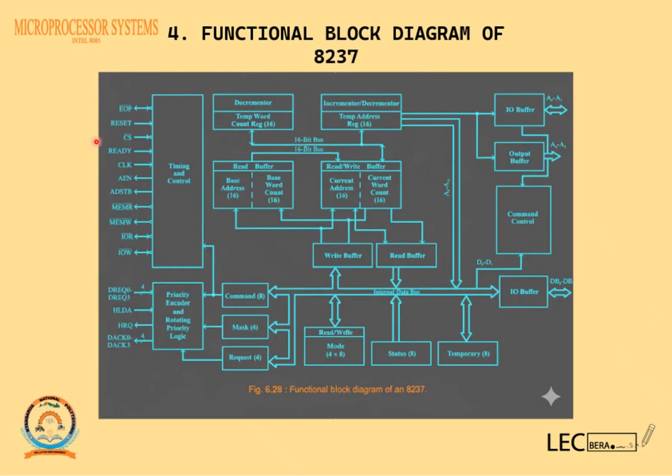So this is what is inside the DMA controller, that is the 8237. This is the functional block diagram. We have the timing and control, the write buffer, the read buffer, the priority encoder, the decrementer, the incrementer, the input output buffer, the output buffer, and the command control. So this is what is happening inside what? The DMA controller. Again, this one also is found in your notes.